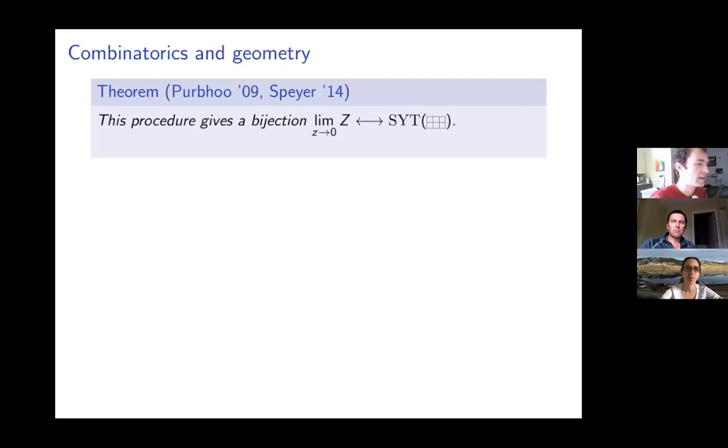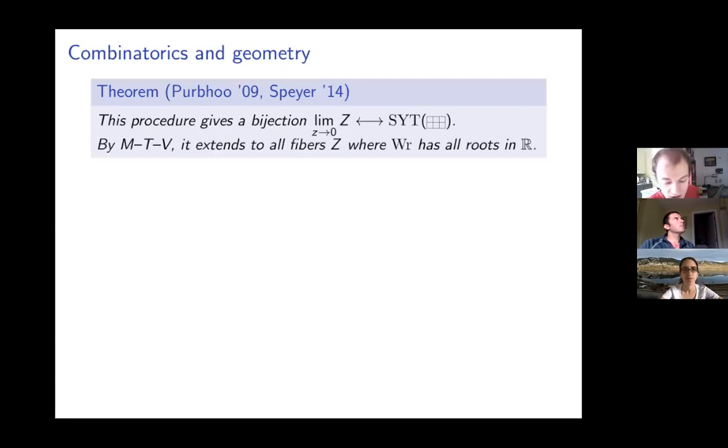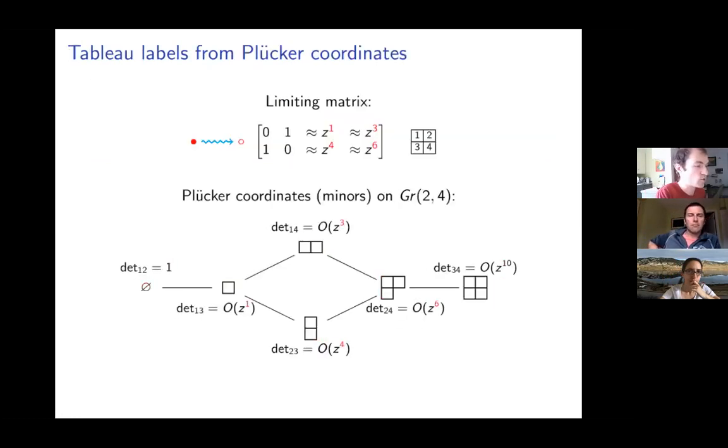Okay, and not only that, here's a consequence. By the MTV theorem, the Shapiro-Shapiro conjecture, we can take the labels we've come up with in the limit, and we can track them back to any other fiber. And so I want to just rewind to the picture.